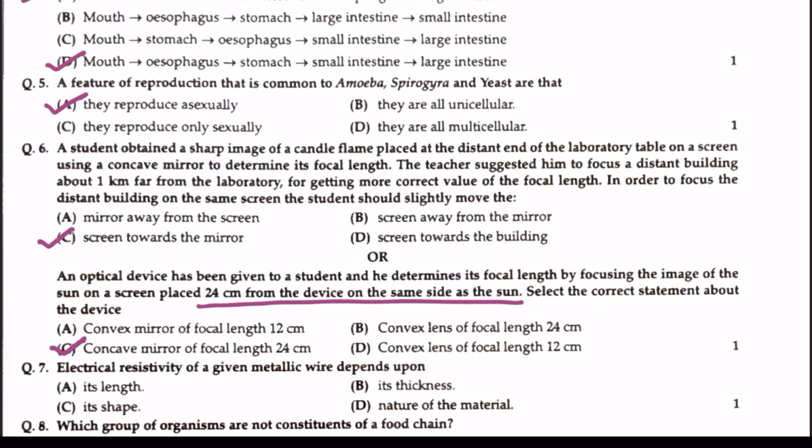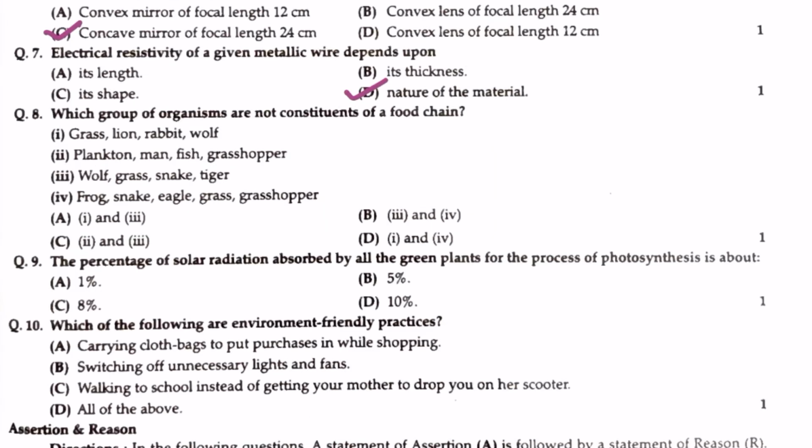Electrical resistivity of a given metallic wire depends upon A. Its length, B. Its thickness, C. Its shape, D. Nature of the material. Correct option is option D. Nature of the material.